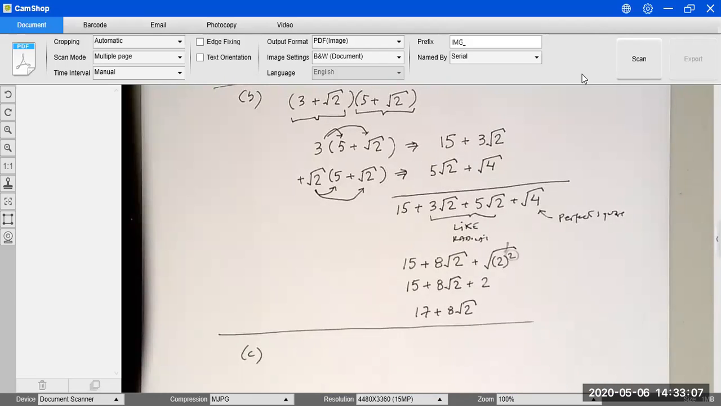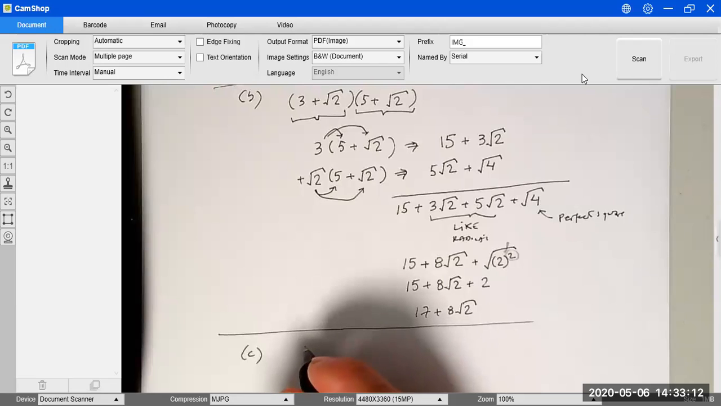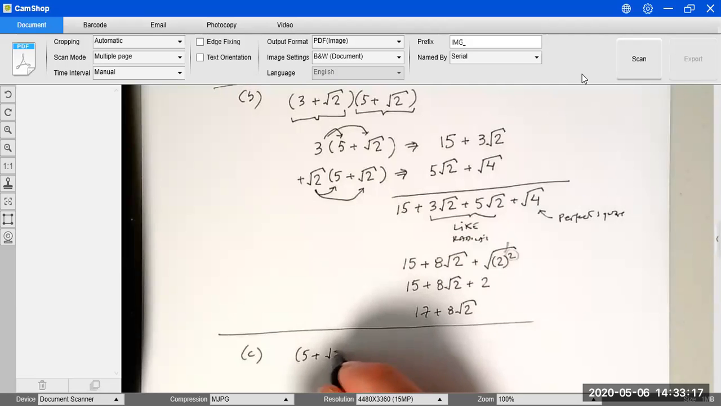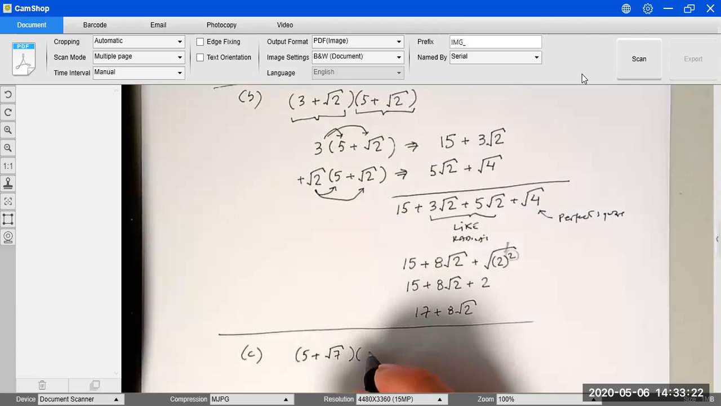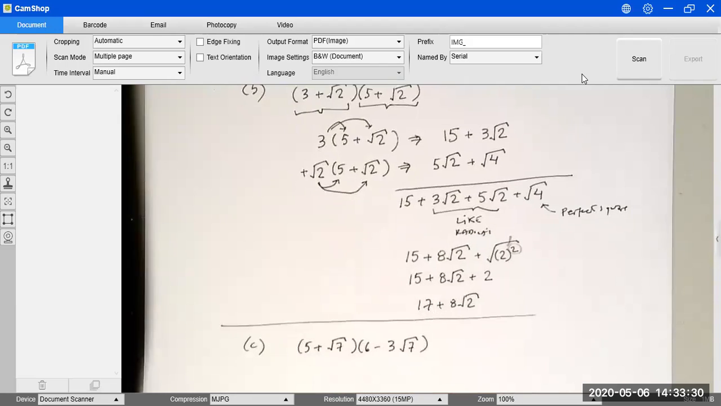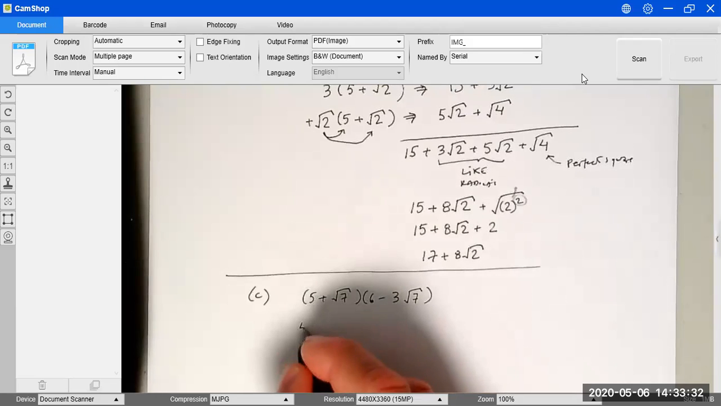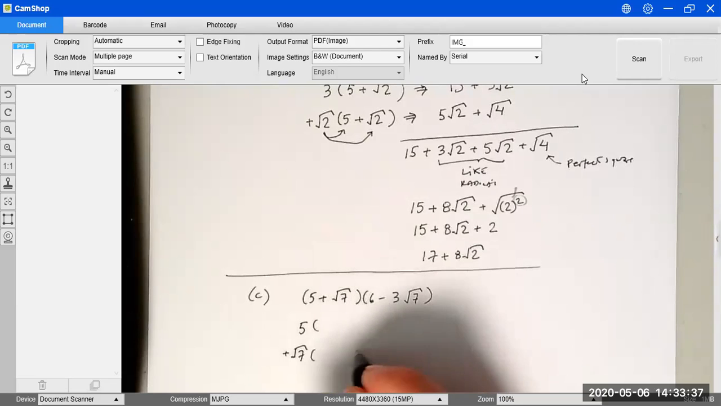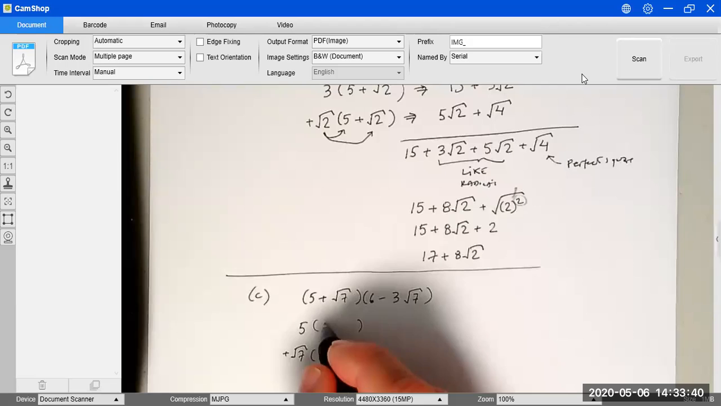So part C is another two-term radical expression: 5 plus square root of 7 multiplying 6 minus 3 times square root of 7. I'm going to write again the first radical expression vertically, and I'm going to multiply each of these terms by the second radical expression.